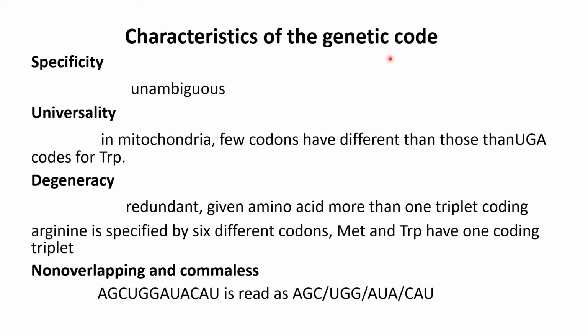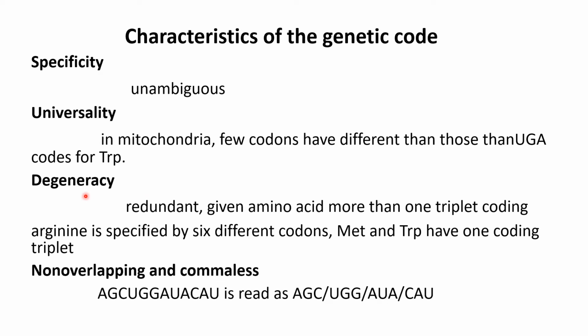Characteristics of the genetic code. The genetic code is always specific, meaning there is no doubt in the code. The codons present in the genetic code always translate to a specific amino acid, and this translation is always universal. So universality as well as specificity are the characteristics of the genetic code.